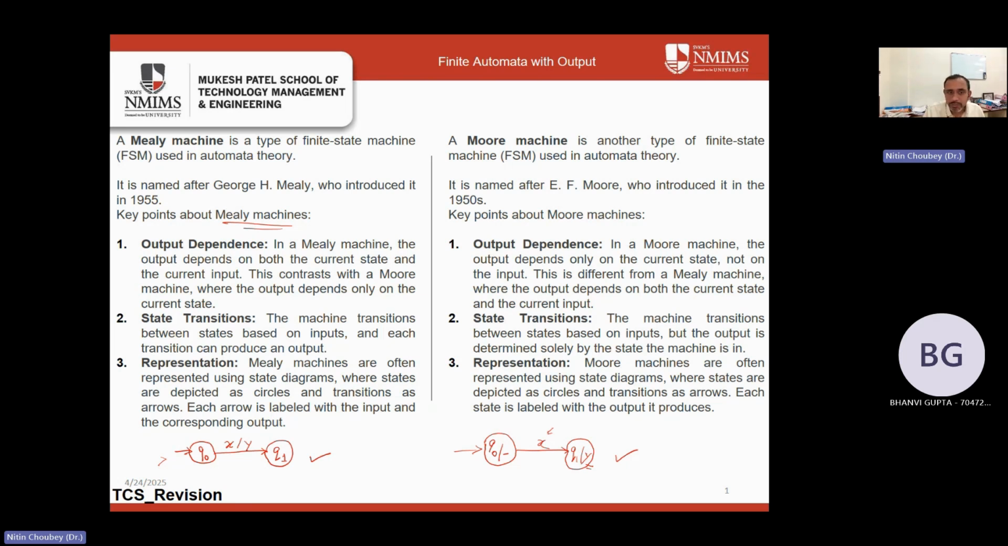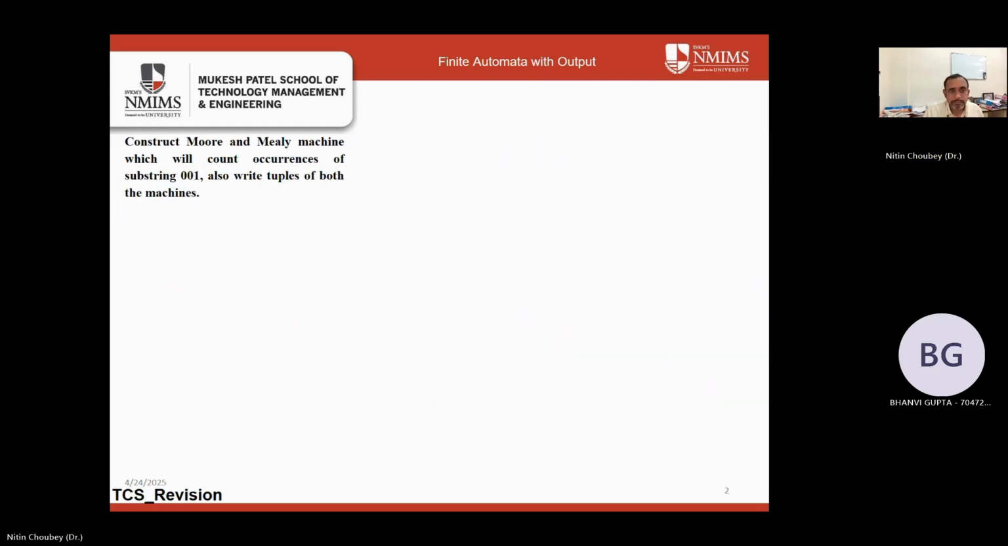We'll see examples of Mealy machine and Moore machine, and it will clarify how to go about the construction of Mealy machine as well as Moore machine. Let's see the first example. Here, the definition I have given is: construct Moore machine as well as Mealy machine which will count the occurrences of substring 001. Also write the tuple for both the machines. So we'll go for the construction of Mealy as well as Moore machine for this, and we'll see how the tuples for both machines can be written.